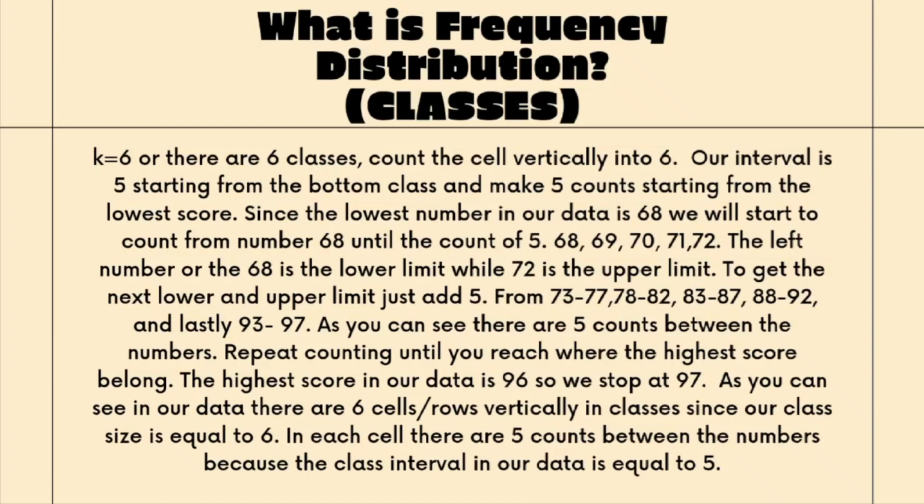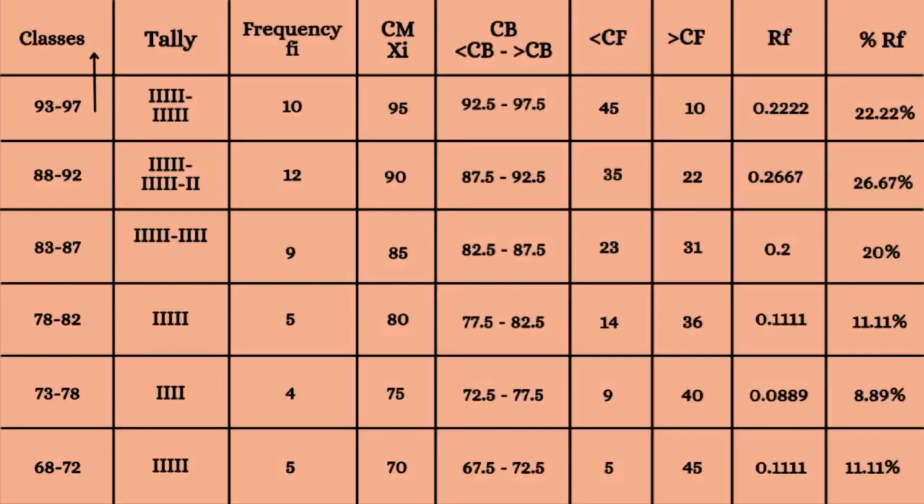As you can see in our data, there are 6 cells, or rows, vertically in classes. Since our class size is equal to 6, in each cell there are 5 counts, because the class interval in our data is equal to 5.